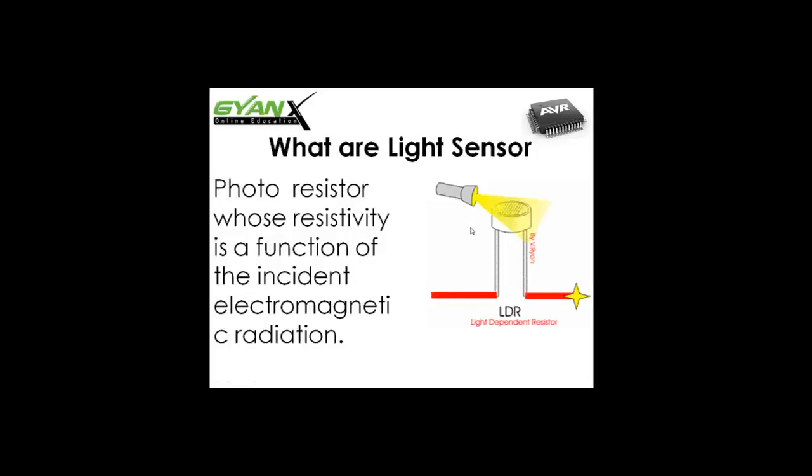The photoresistor, whose resistivity is a function of the incident electromagnetic radiation, is a light sensor, or you can say a light sensitive device. They are also called photoconductors, conductive cells, or simply photocells. They are made up of semiconductor material having high resistivity.